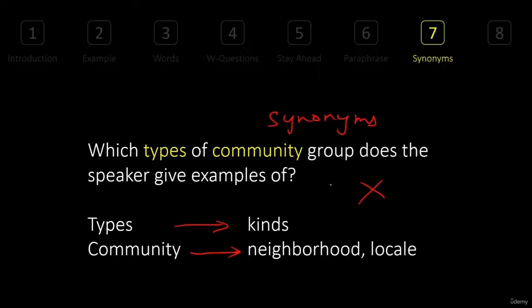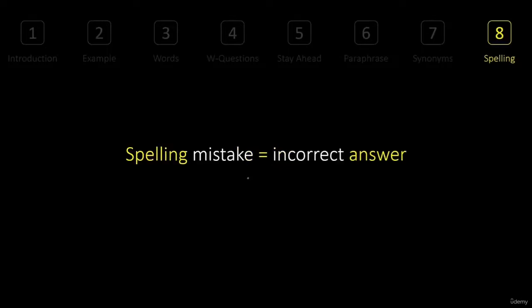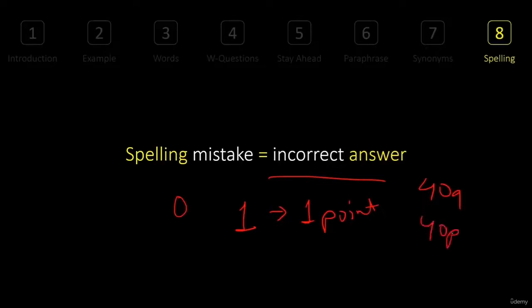What I'm trying to explain here is, in the question you might see this as your question, but in the audio you might hear this in order to explain this part. This is how they're going to use synonyms. Good. The last but not the least are the spellings. If you have spelling mistakes in an answer, it's definitely incorrect, which means no score. So you get 0 in that question. And in listening, 1 correct answer gets you 1 point. Do you remember how many points we have in total? 40 questions, hence 40 points.